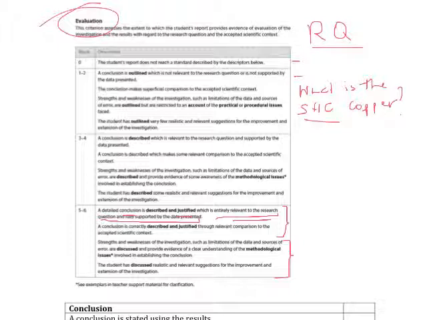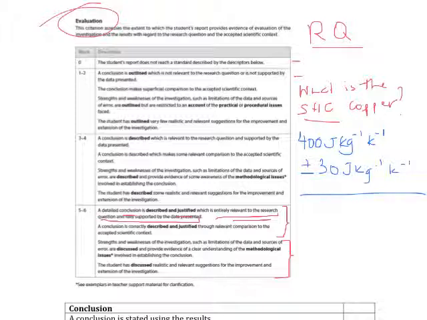Now let's say that you worked out with your graph and your maximum and minimum gradients a value of 400 joules per kilogram per Kelvin. And your maximum and minimum gradients gave you a value of 30 either way. Okay, so that is your conclusion. My value of the specific heat capacity for copper is 400 plus or minus 30.